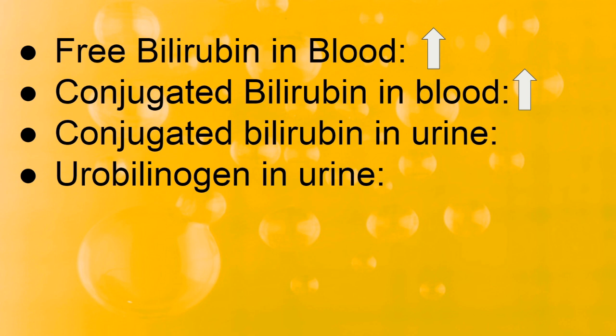Okay, and because of this, conjugated bilirubin is high in the blood. And what about the conjugated bilirubin inside the urine? It will of course be nil. And what will be the amount of urobilinogen in the urine? It would be nil, because the infected liver sends very little conjugated bilirubin to the gut, and because of this, it is nil inside the urine.